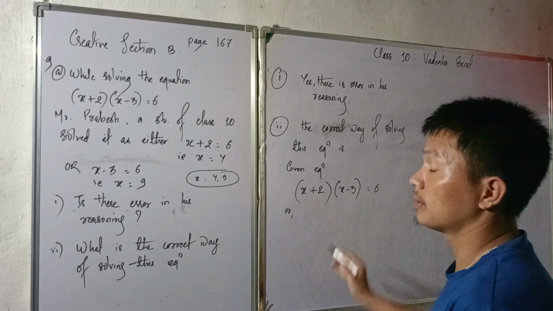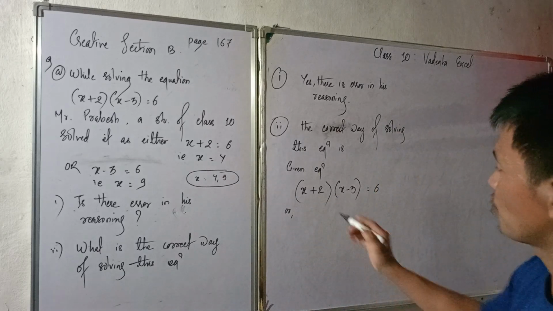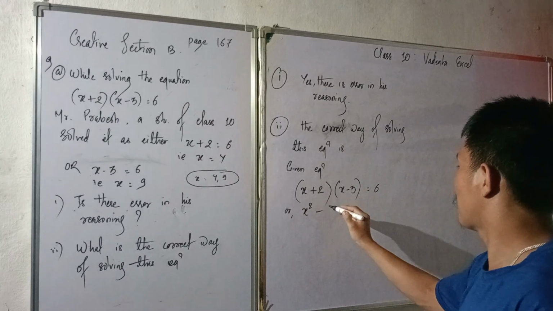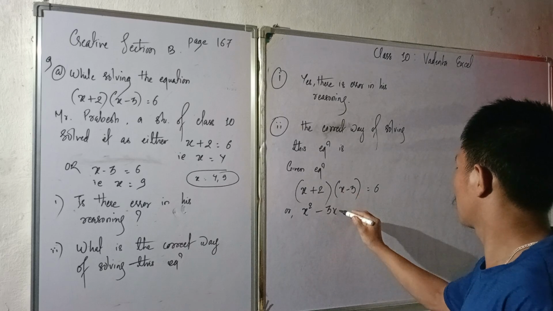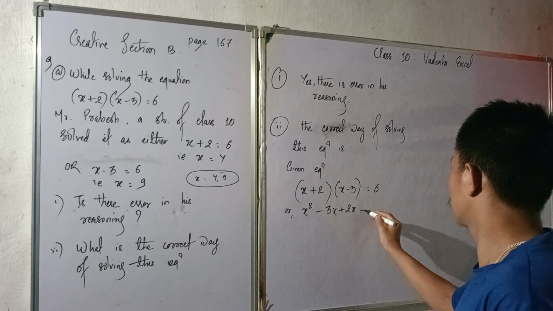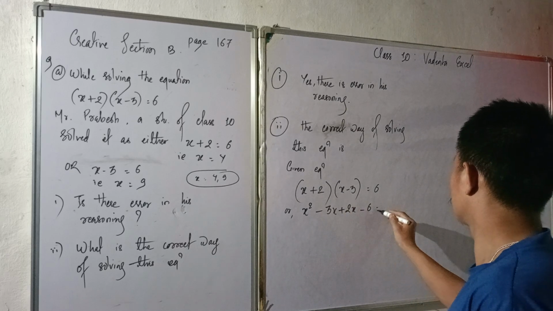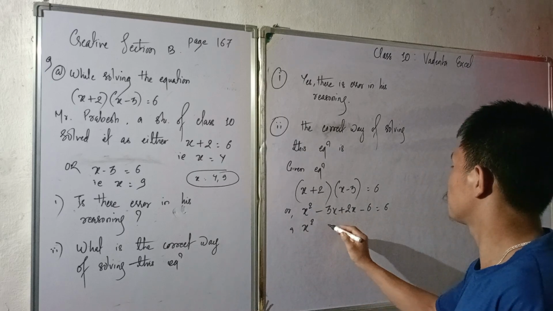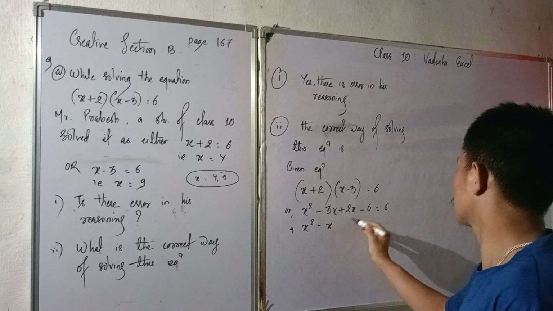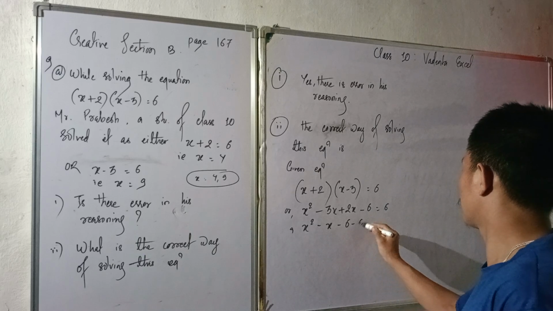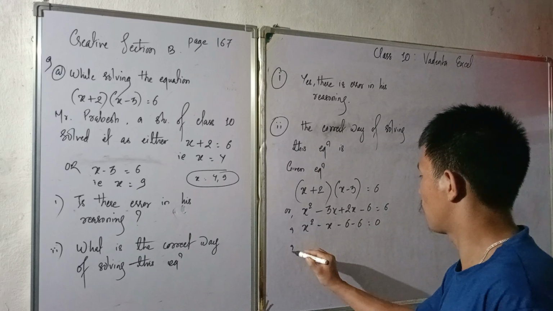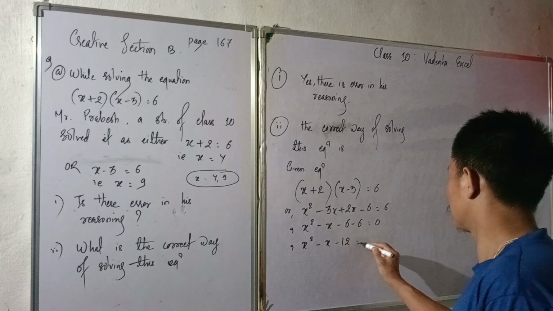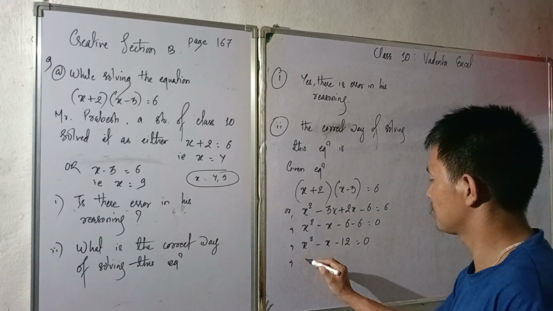So first let's multiply this. So x times x becomes x squared, minus 3x plus 2x, and 6 equals 6. So minus 3x plus 2x becomes minus x, minus 6 equals 0. Or x squared minus x minus 12 equals 0. Now you factorize this.